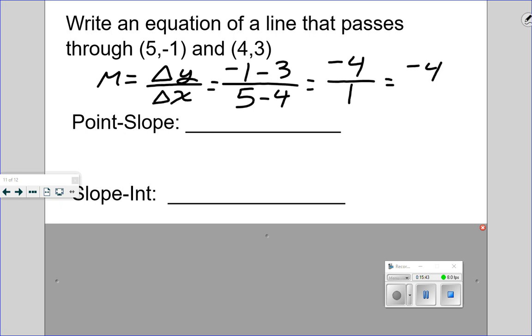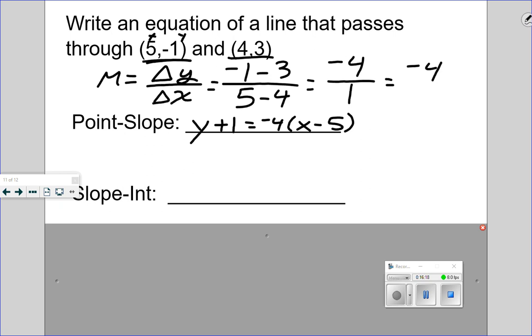Now remember, I have to have a point showing in this formula. Since I've been given 2 points, you could pick either one. It doesn't matter which point you choose. I'll write it both ways with each point. It doesn't matter which one you use, so they'd both be correct. We'll start with this one. If I use the 5, -1 as my point in point-slope form, it would look like this: y plus 1, use the opposite of that, equals -4, x minus 5, use the opposite of the x.